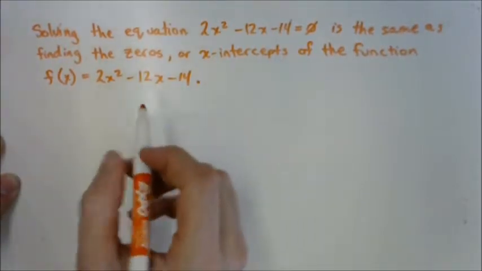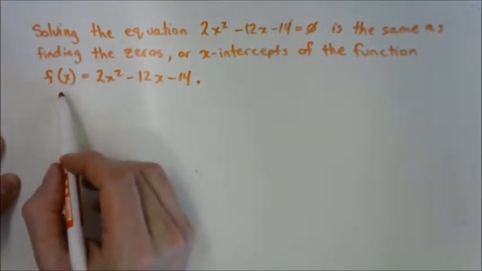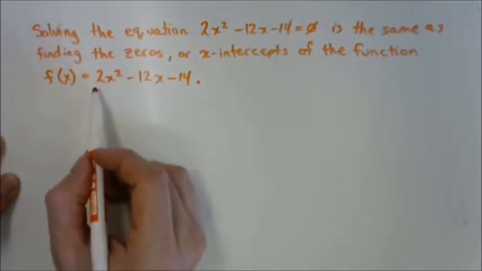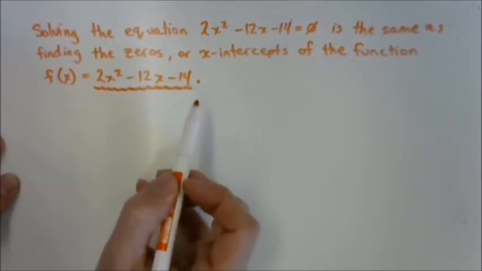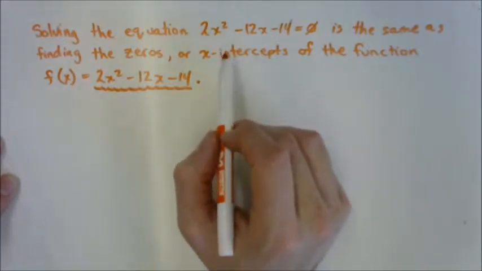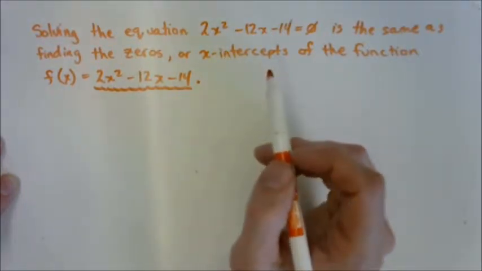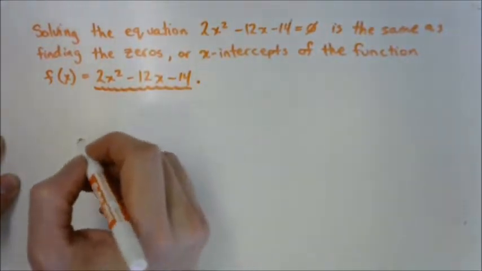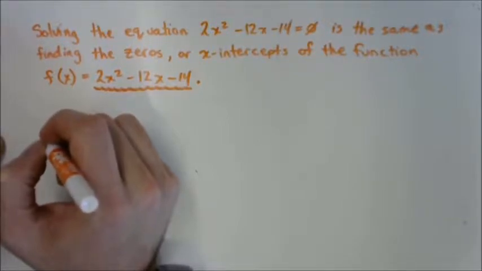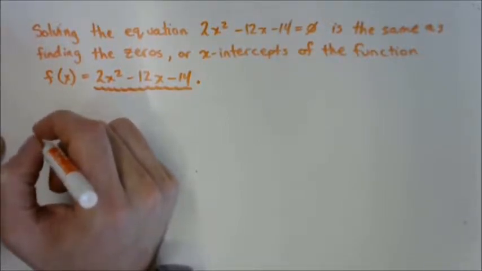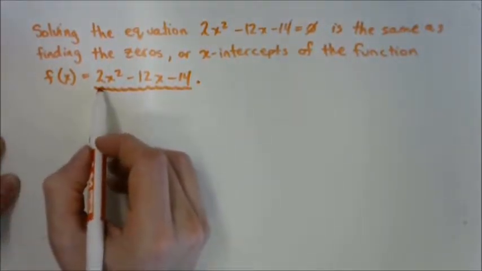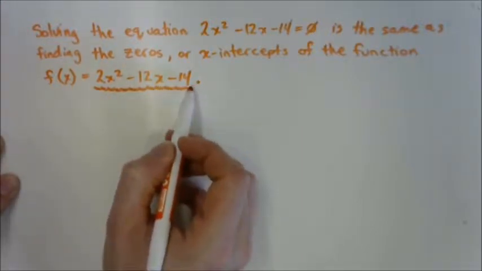So quite often we'll get a function like this and it will say, okay, find the x-intercepts or find the zeros. In order to do that, we take the function itself and set it equal to 0 and then solve for x. That will give us our two x-intercepts, or they're also called our zeros. So the two solutions that we had in example 1, x equals 7 or x equals negative 1, are actually the two x-intercepts of the function f of x equals 2x squared minus 12x minus 14.